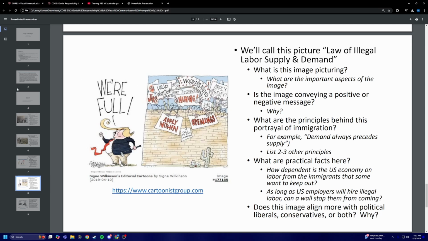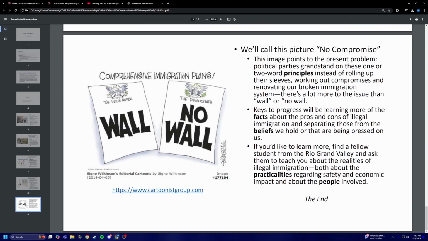Shall we move on? Yeah, we'll move on to the last one, being the White House. Okay, well, the image is called No Compromise, and it states comprehensive immigration plans. The White House wants a wall, and the Democrats want no wall. This image points to the present problem. Political parties grandstand on these one or two word principles instead of rolling up their sleeves, working out compromises, and renovating our broken immigration system. There's a lot more to the issue than wall or no wall.